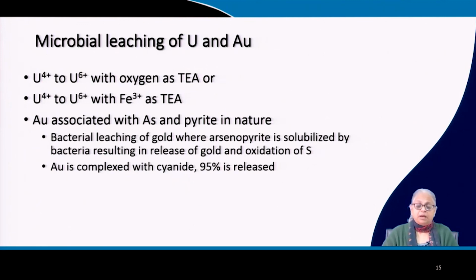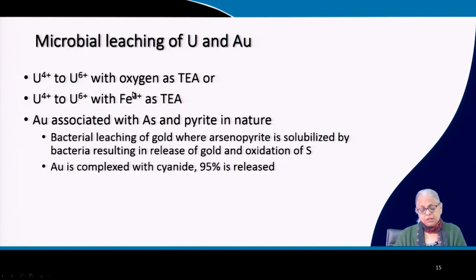This can be done, microbial leaching can be done for uranium as well as gold. Remember that in nature, the concentrations of uranium and gold in the ore form is very, very small. So huge amounts of ore have to be processed before you can extract these metals. So uranium U4+ to U6+ can be extracted with oxygen as a terminal electron acceptor using microbes, or with iron 3+ as the terminal electron acceptor.